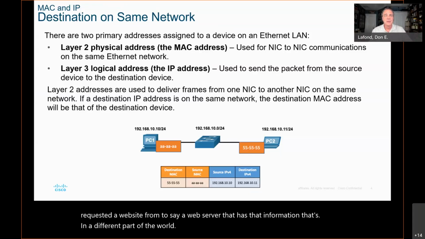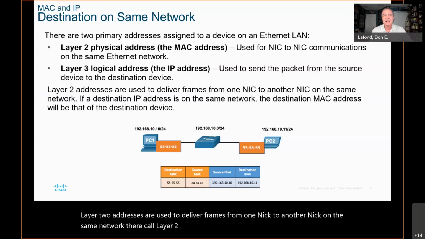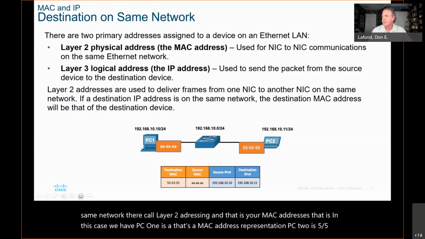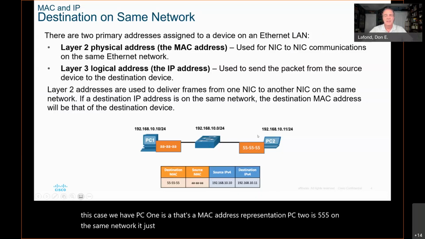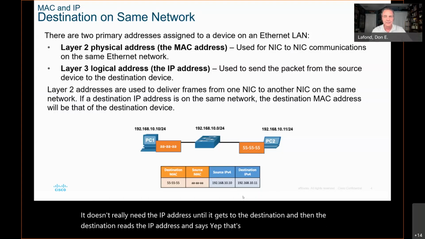Layer 2 addresses are used to deliver frames from one NIC to another NIC on the same network. They're called Layer 2 addressing, and that is your MAC addresses. In this case, PC1 is AAAA, that's the MAC address representation. PC2 is 5555 on the same network. It just goes from one device to another, never has to go out to the router, and doesn't really need the IP address until it gets to the destination. Then the destination reads the IP address and says, yep, that's mine, and then it can do something with it.